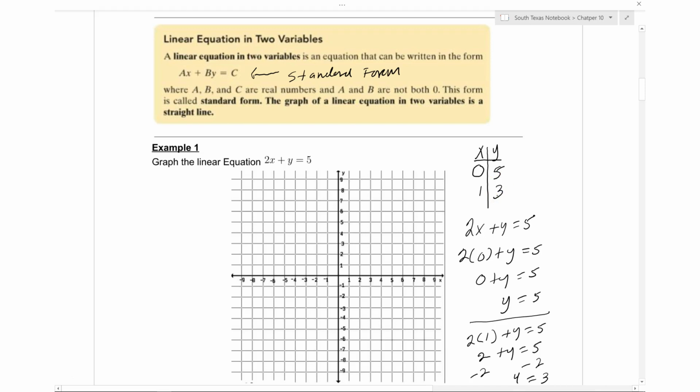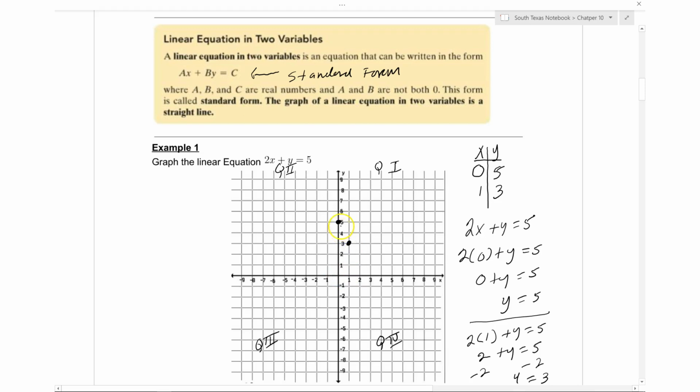What we're going to do now is graph those 2 points. We notice that we have a Cartesian plane. This is quadrant 1. This is quadrant 2. This is quadrant 3. And this is quadrant 4. This right here is the origin. So we're going to start at 0, go up 5. And then we're going to graph the next point, which is going to be 1. We start at the origin, go to the right 1, and then go up 3.